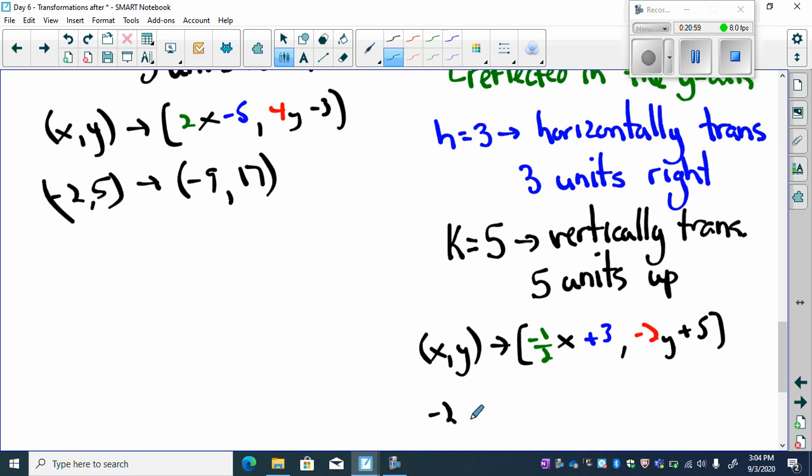And the point (-2, 5), what's going to happen to it? What is negative 2 times negative 1/2? That would be positive 1 plus 3. That would give me 4. 5 times negative 2 would be negative 10. So if I plug the 5 in there, times negative 2 would be negative 10. Plus 5, I'd get negative 5.